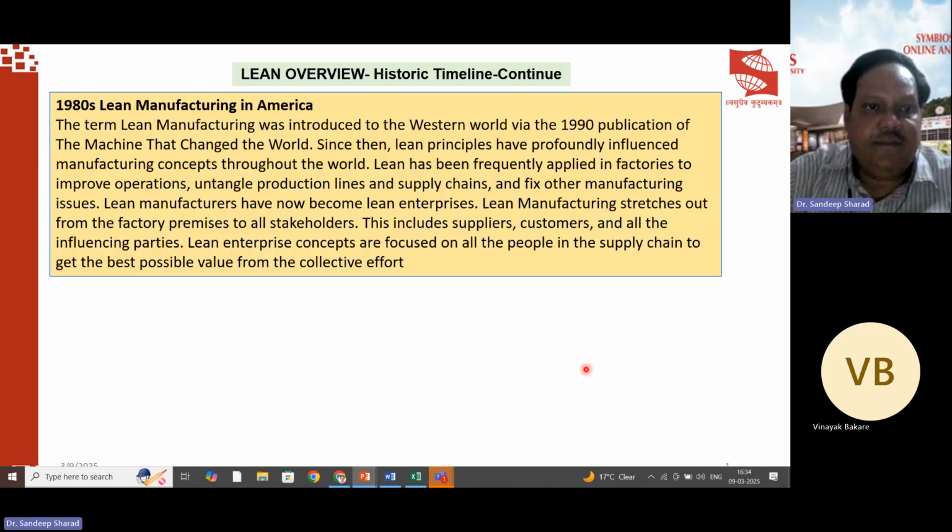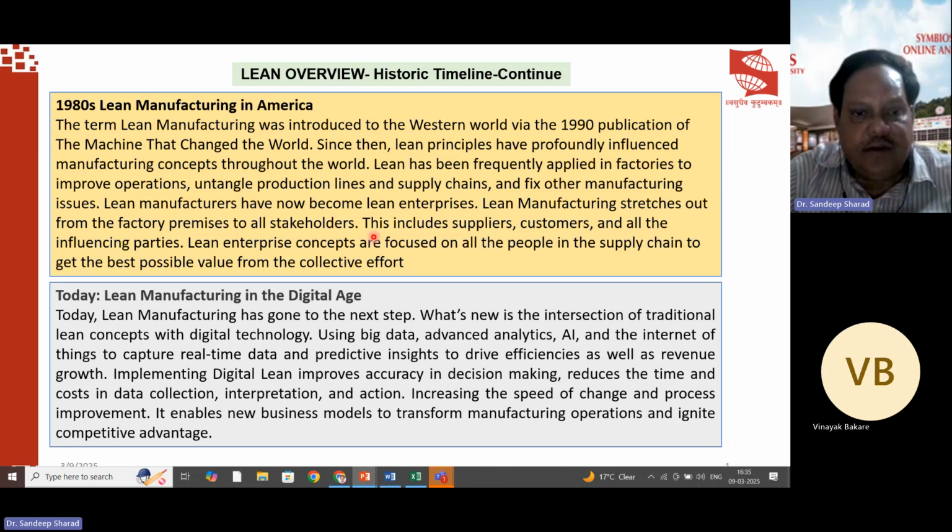The overall equipment effectiveness metric was also developed in 1960 to evaluate the effectiveness of manufacturing operations. Later, in 1980, the term lean manufacturing was introduced to the Western world via the 1990 publication of The Machine That Changed the World. Since then, lean principles have profoundly influenced manufacturing concepts throughout the world. Lean has frequently been applied in factories to improve operations, untangle production lines and supply chains, and fix other manufacturing issues. Lean manufacturers have now become lean enterprises. Lean manufacturing stretches out from the factory premises to the stakeholders.